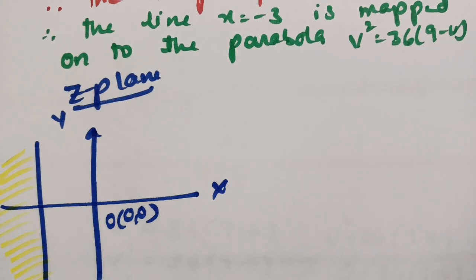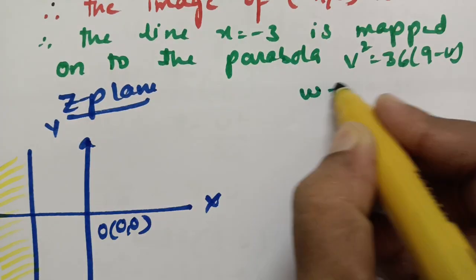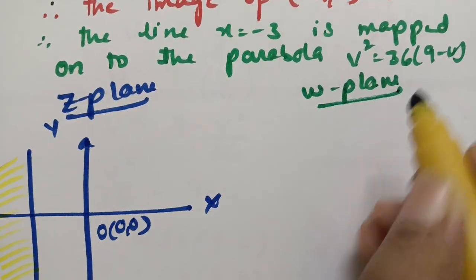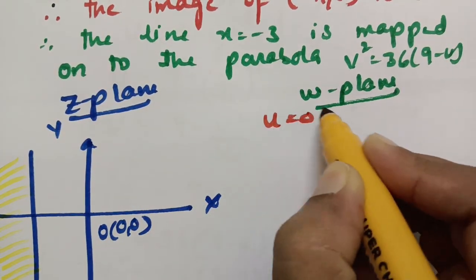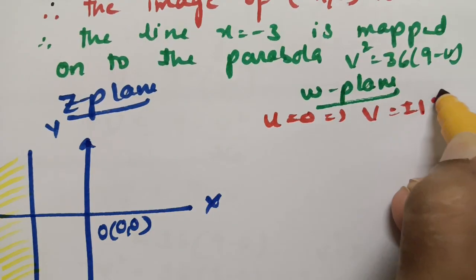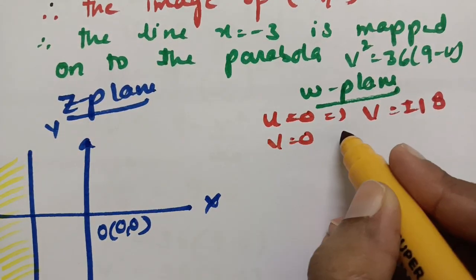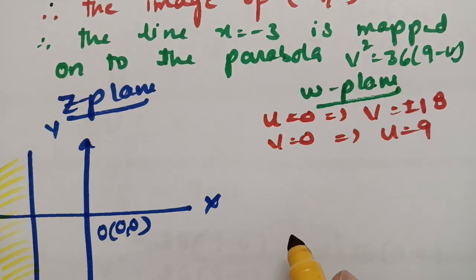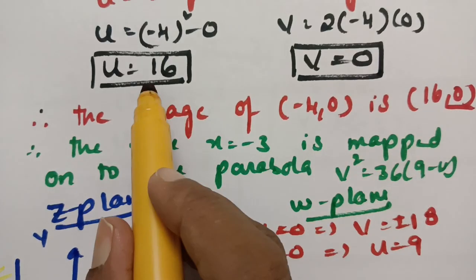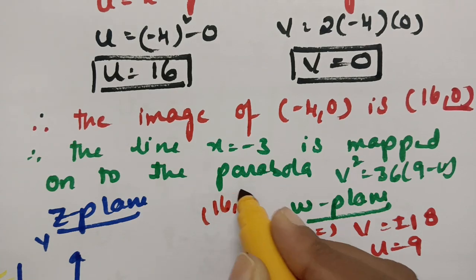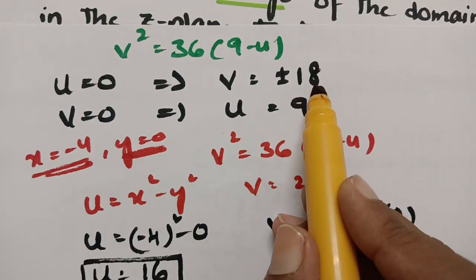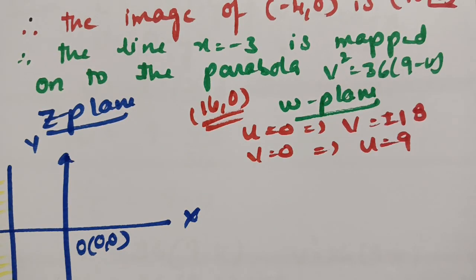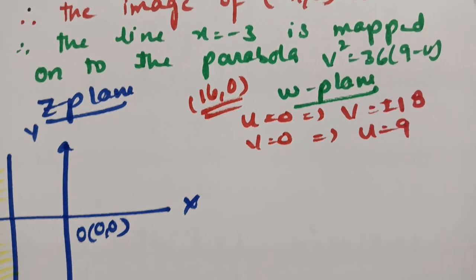See in the w plane, if you observe, this is the w plane. So we got some values here. For u is equal to 0, we got v is equal to plus or minus 18. And for v is equal to 0, we got u is equal to 9. And here there is another point, the image point, that is 16 comma 0. So these are all the points. So I am going to plot this graph.